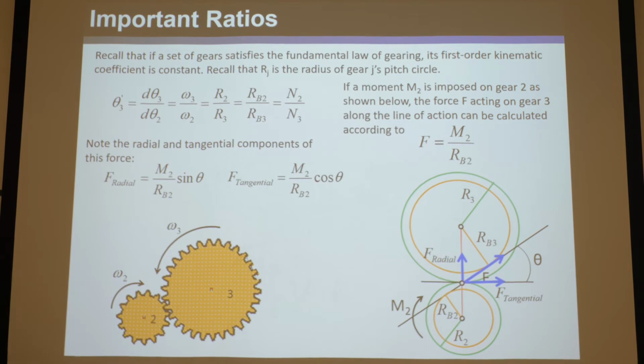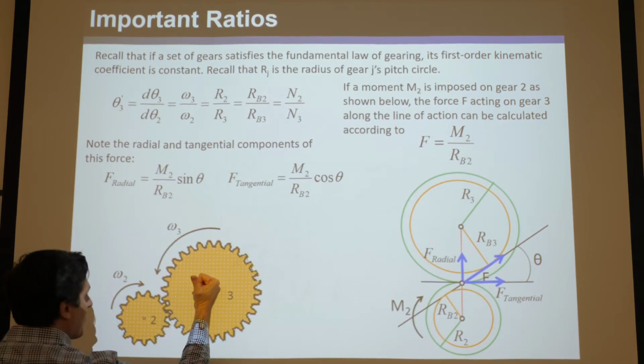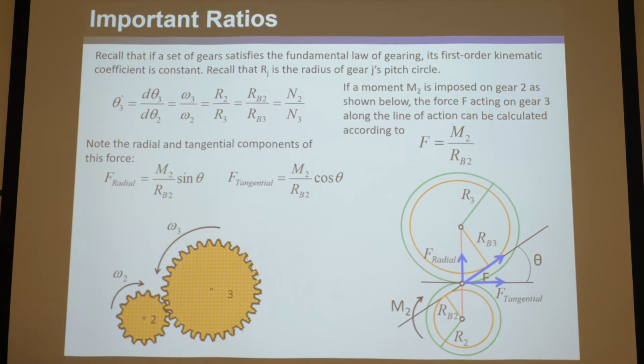And by the way, remember, for helical gears, there's also a component that comes out of the plane at you, which is the mess. But for spur gears, they don't have that. They just have radial and tangential components.